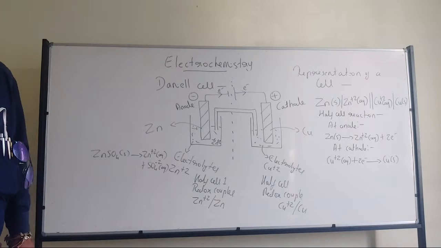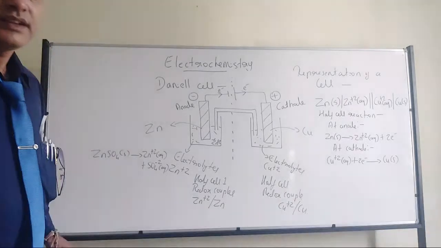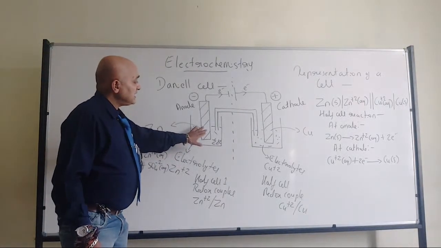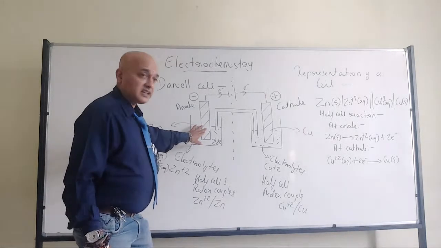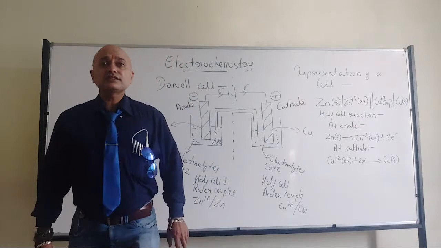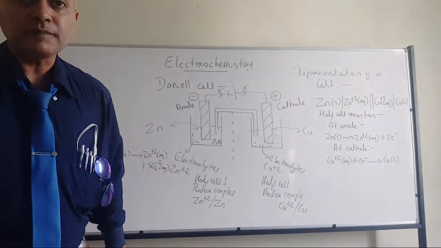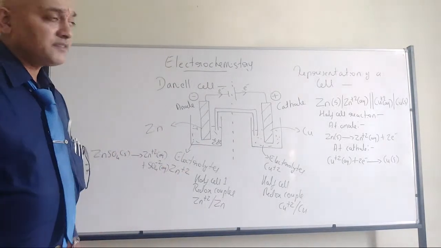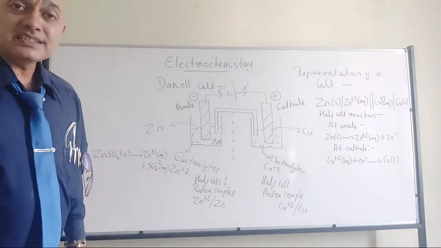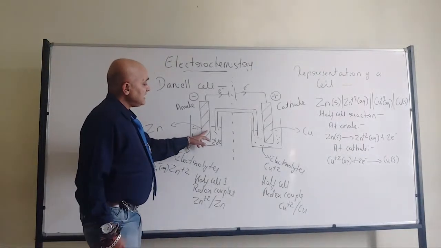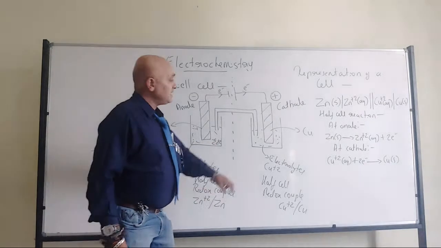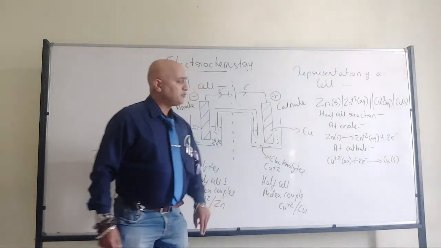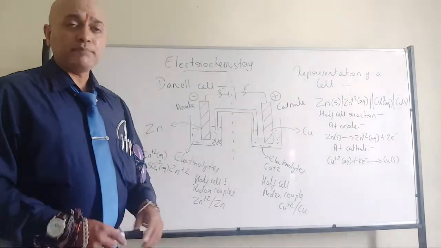So after a long time, what do you expect with respect to the size of the electrodes? After repeated usage, we can see that there will be a decrease in the size of the anode, that is the zinc electrode, and there will be an increase in the size of the cathode, that is the copper electrode. Why is there a decrease in the size of the anode? Because zinc is getting converted into zinc ion. Why is there an increase in the size of the copper electrode? That is because cupric ion is getting converted into copper. So that's what is happening.